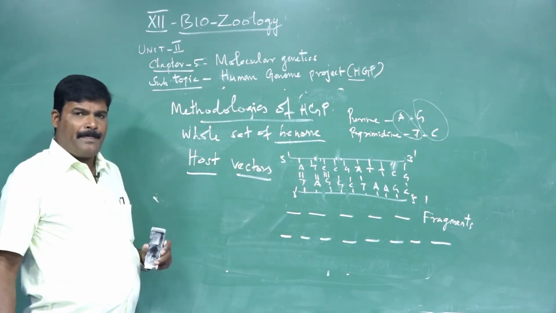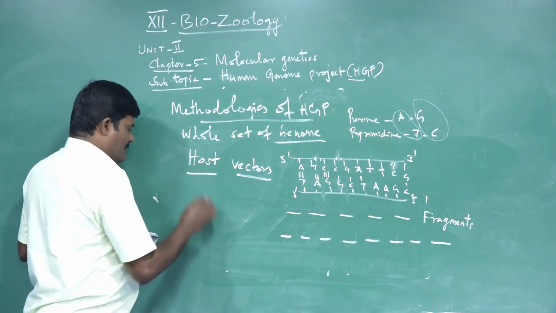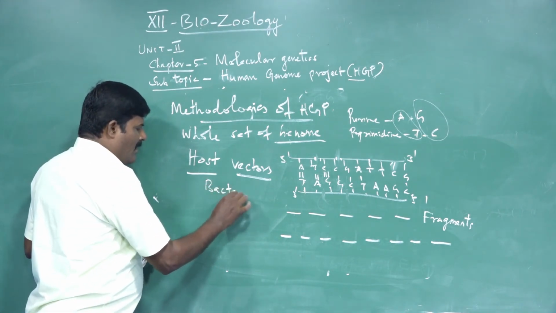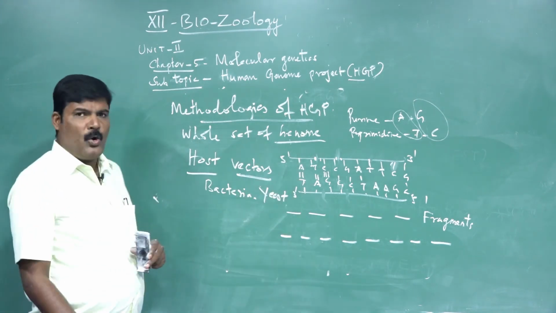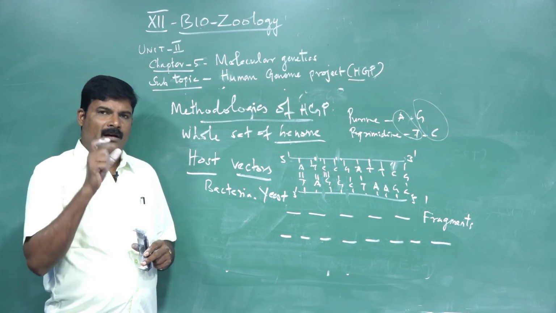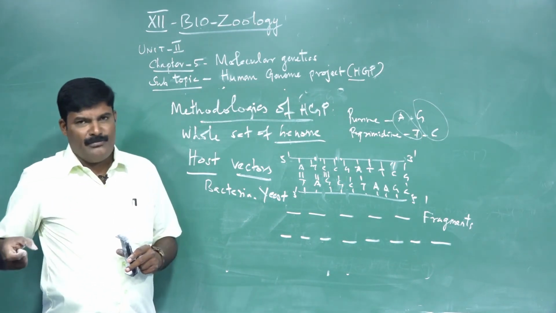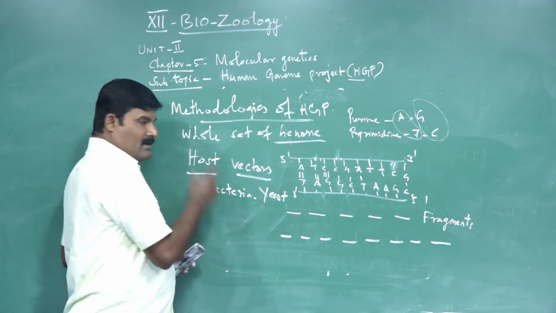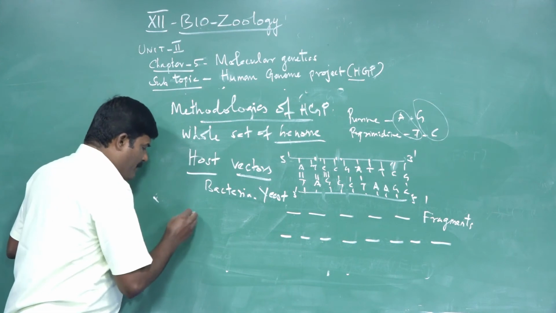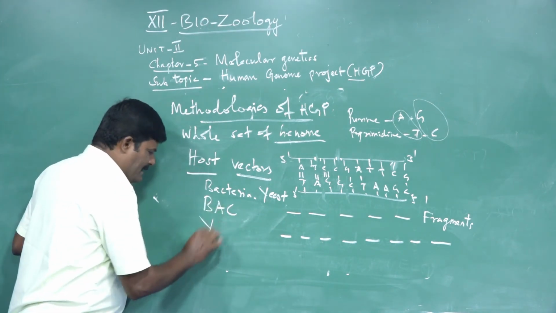Commonly, bacteria and yeast are used as vectors. What is called a host or vector? An organism that carries other DNA fragments is called a vector. So there are 2 important organisms used. One is BAC, another one is YAC.